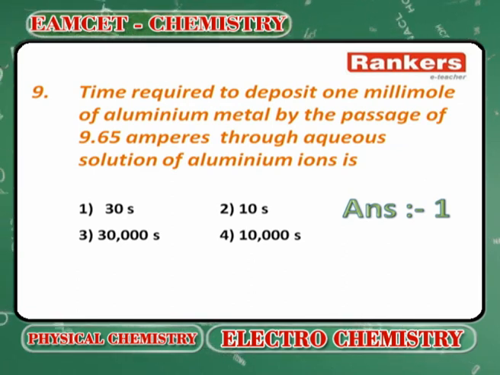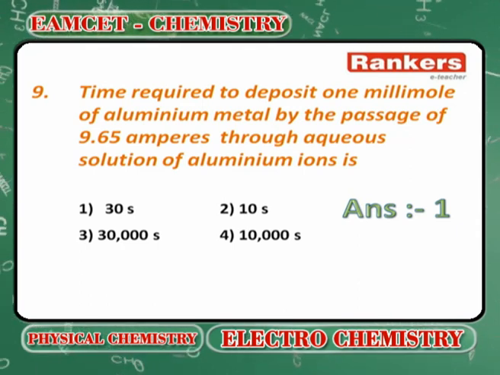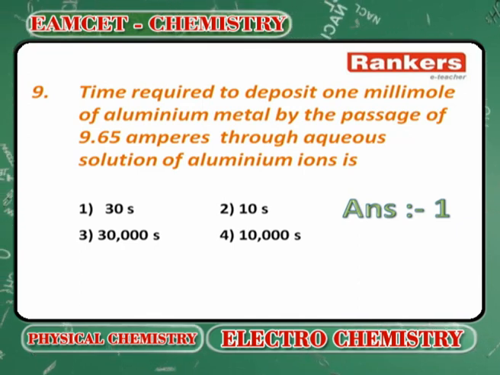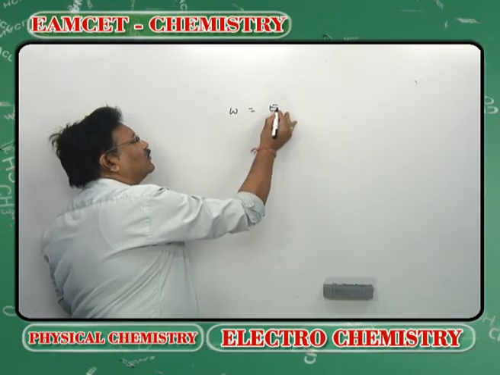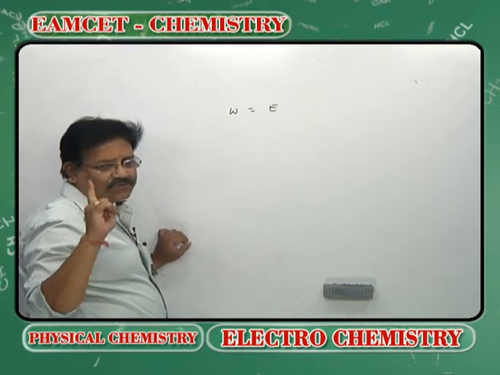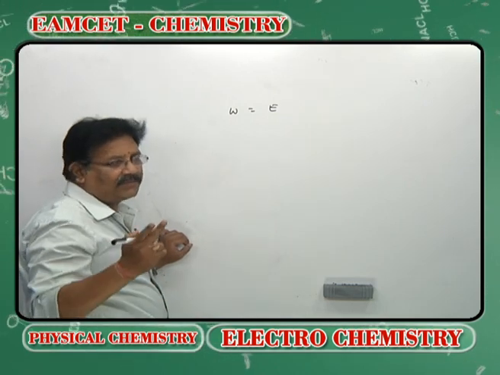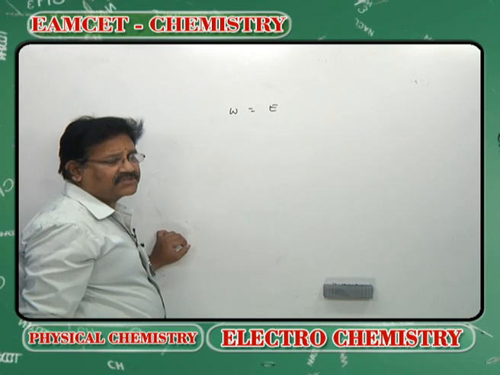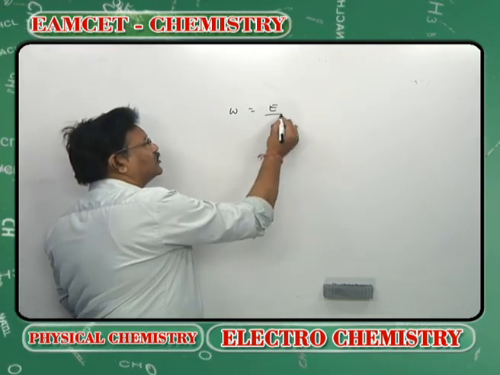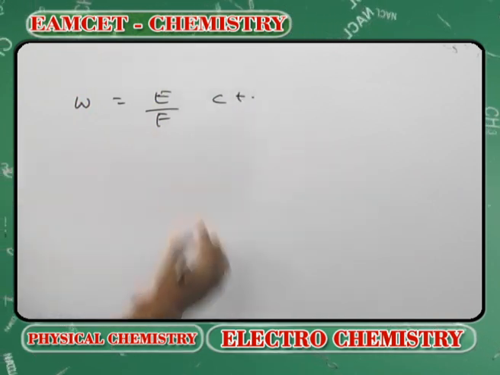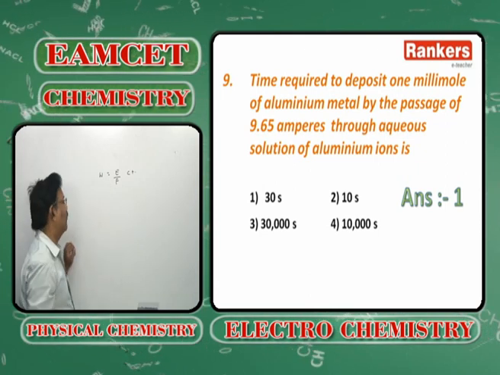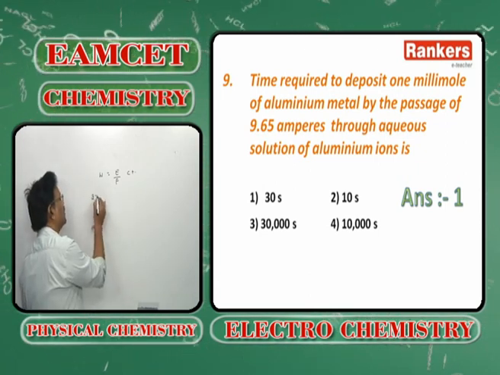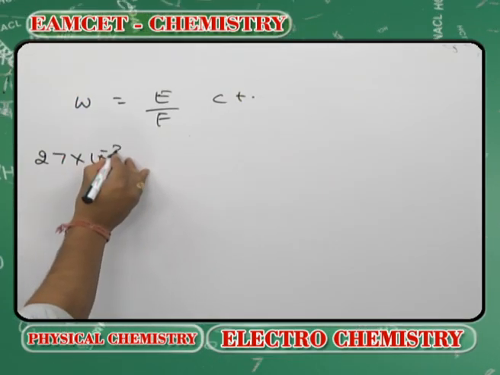Time required to deposit 1 millimole of aluminum metal by the passage of 9.65 amperes through aqueous solution of the aluminum ions. Here, when one substance is under consideration, we have to use the expression of Faraday's laws. When two elements are under consideration, we have to use the expression for Faraday's second law. W is equal to E by F Ct. What is W? 1 millimole. What is the weight of 1 millimole? 27 into 10 to the power minus 3 grams.